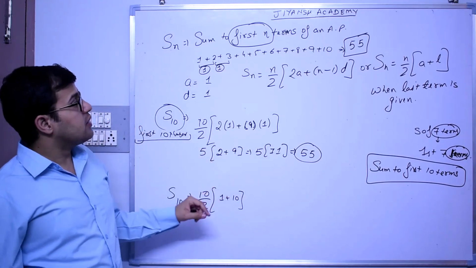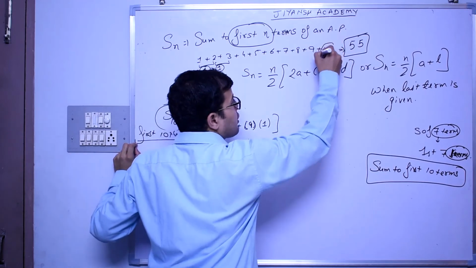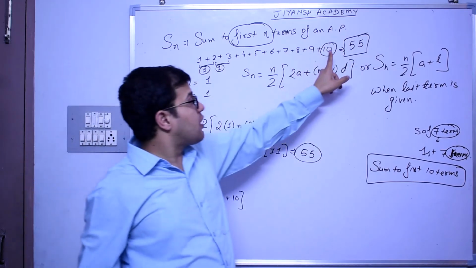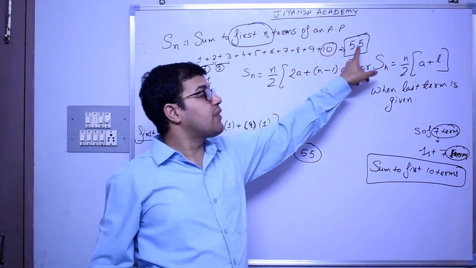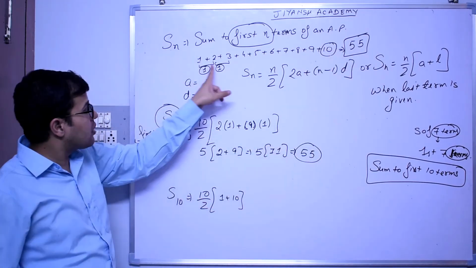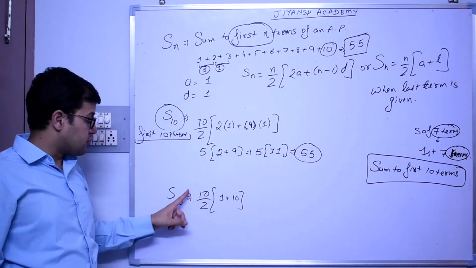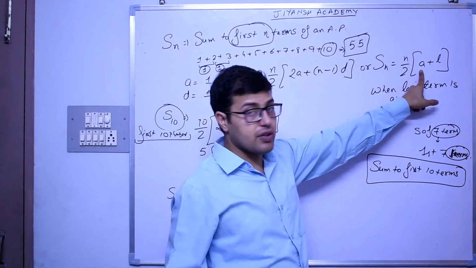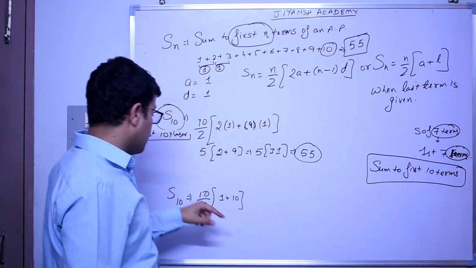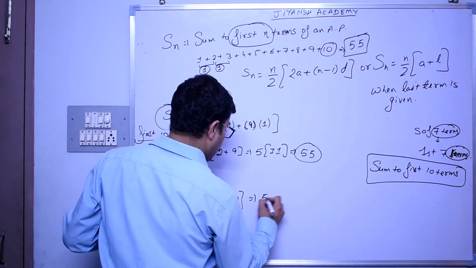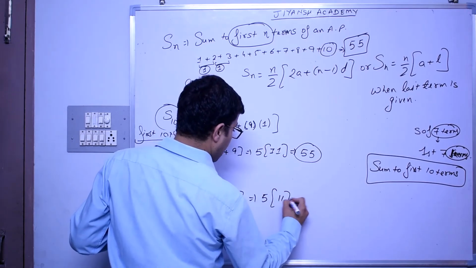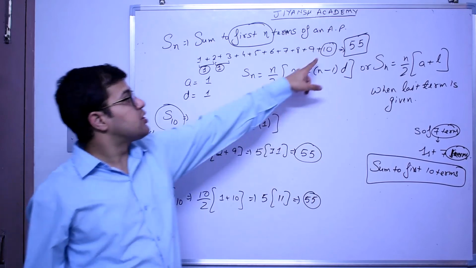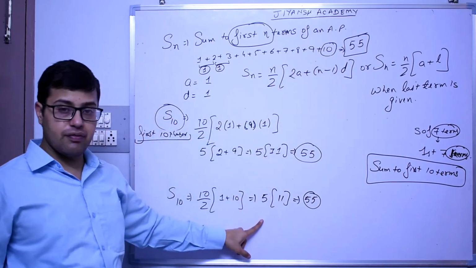Then again, since this is the last term, because the AP ends over here, and it is known to me, I can still find the value. Again, total number of terms is 10. So 10 by 2 into first term plus last term. If I solve it, it will be again 5 into 11, so that is 55. Hence, when the last term is provided to you, you can use the same formula.